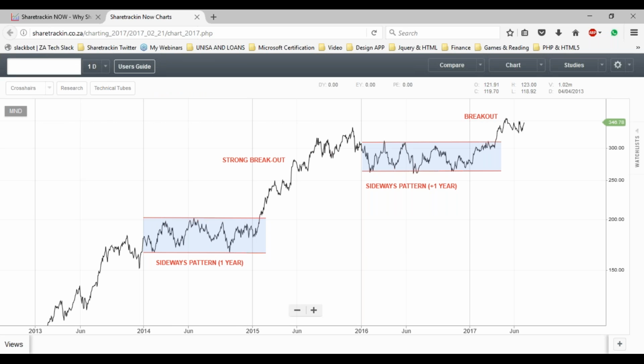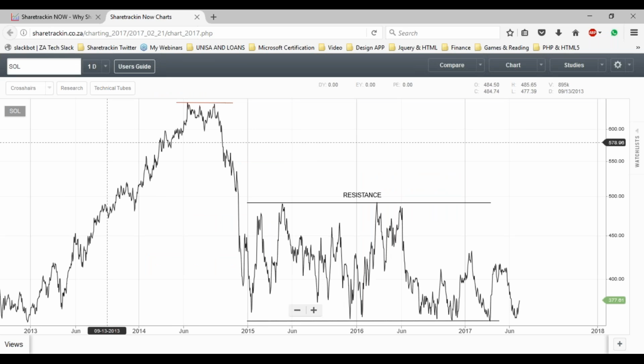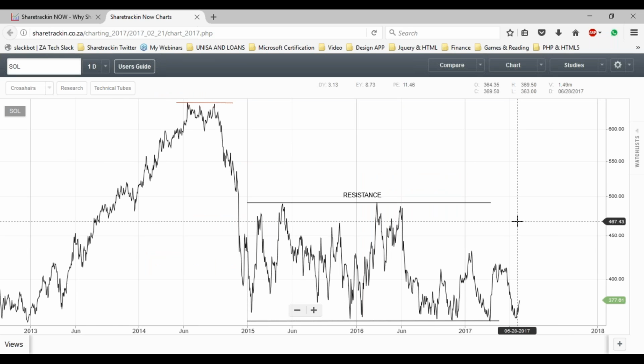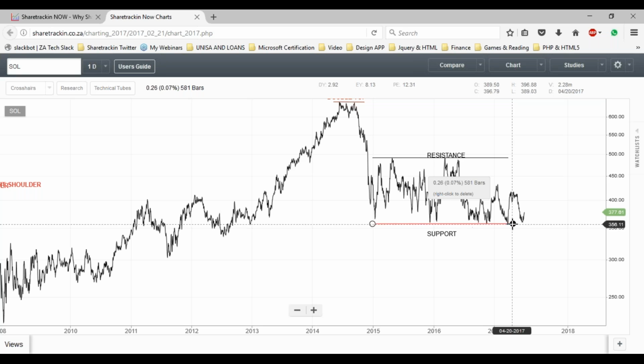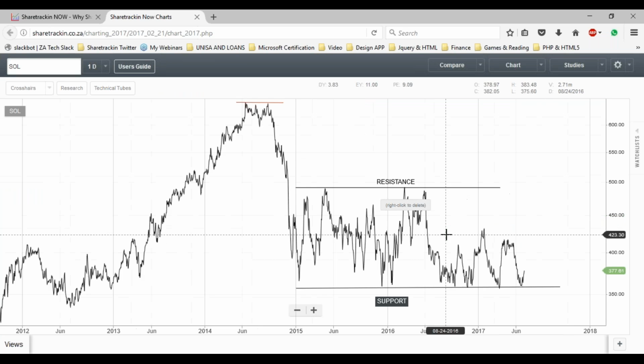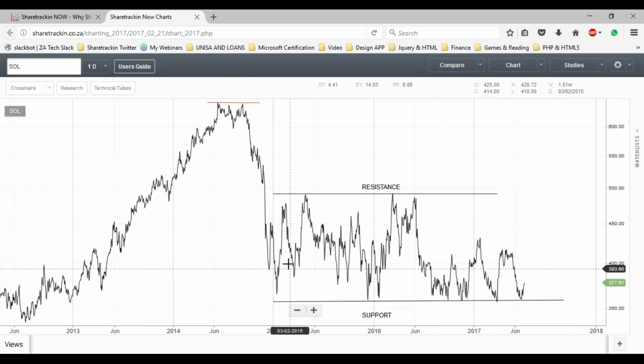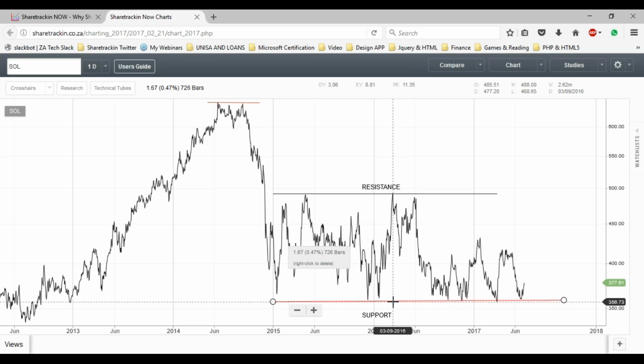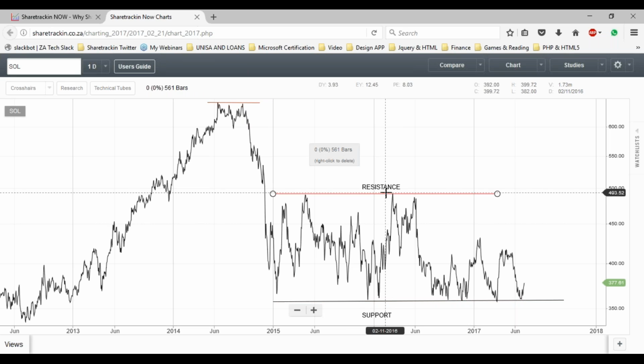Now, the next one that I want to show you is Sasol. This is something that a lot of you are watching, and I know a lot of clients are invested in Sasol. You'll see Sasol once again, always a good example for a buying position and a selling position. You'll see here since 2015, Sasol share price is moving between the level of about 360 Rand per share up to a maximum amount of about 490 Rand per share.